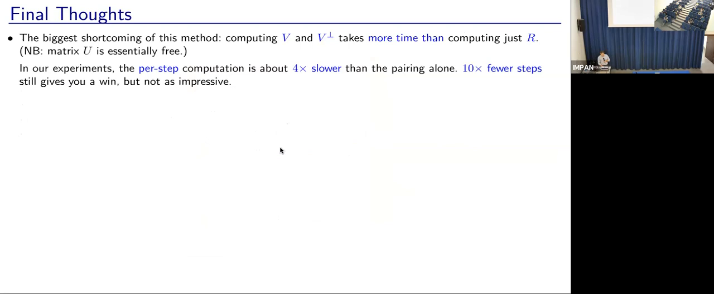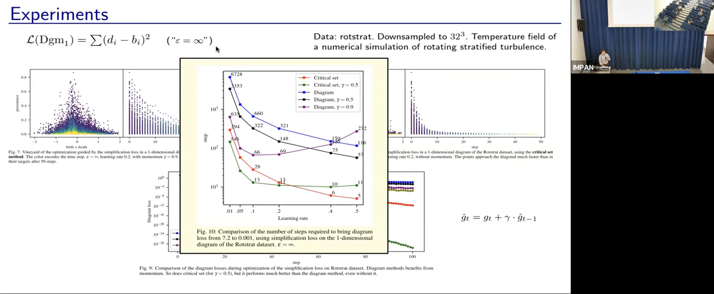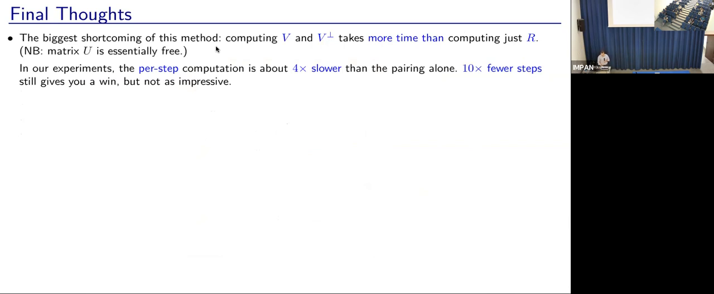Okay, so some final thoughts that I guess need to be said. The biggest shortcoming of this method, right? In the previous slides, I showed everything in terms of number of steps, which should make you very suspicious, right? Because for full disclosure, I would be showing you running times, but I'm showing you steps. And the reason is that, of course, to compute the critical set, you have to compute these matrices B and B bot, which requires more time to compute than just the matrix R. But it's not that much. Well, matrix U is essentially free because you're just recording what operations you were doing in the other matrices. And so in the experiments that I was showing, the amount of time taken per step is about 4 times slower. So with 10 times fewer steps, you're still winning, but it's not quite as impressive.